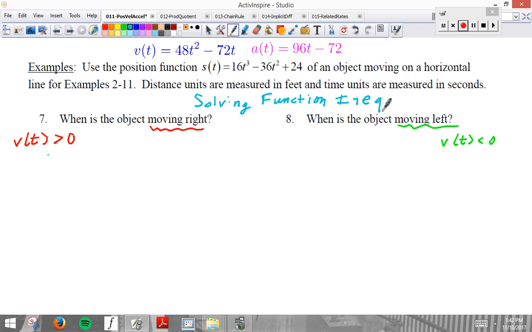Our first step will be to find the zeros. So to find the zeros, we're talking about setting up the equation v of t equals 0. Now in the last example, we found out that that was when t equals 3 halves and t equals 0. Those are the two zeros. If you haven't already done this, that would be the first step, but we just did that in example 6. Step 2, make a number line.